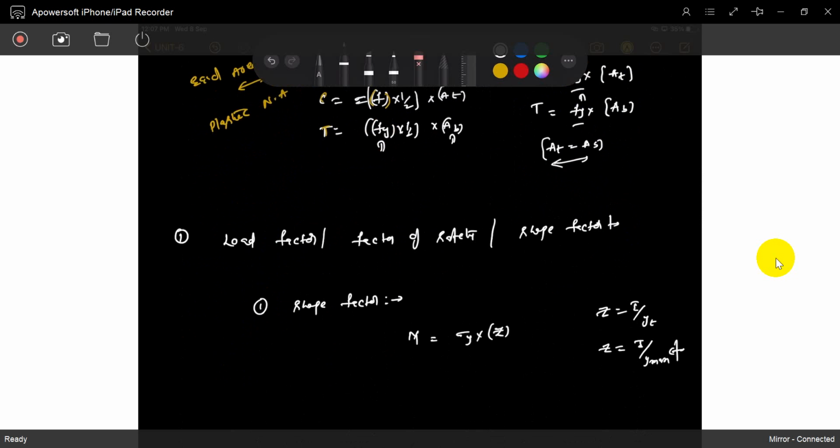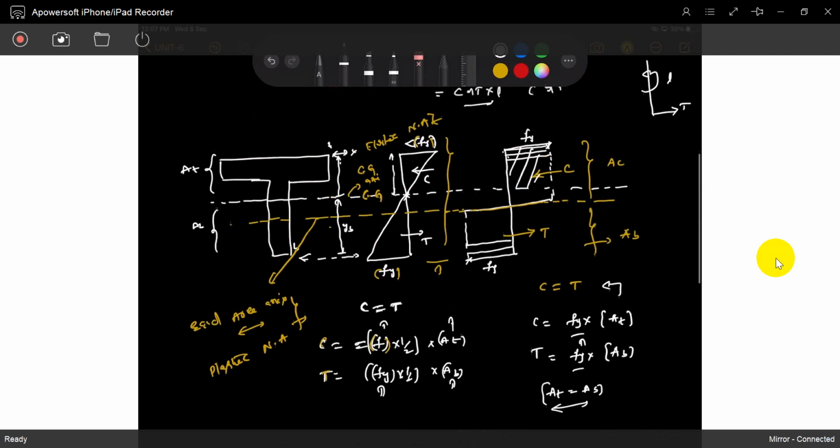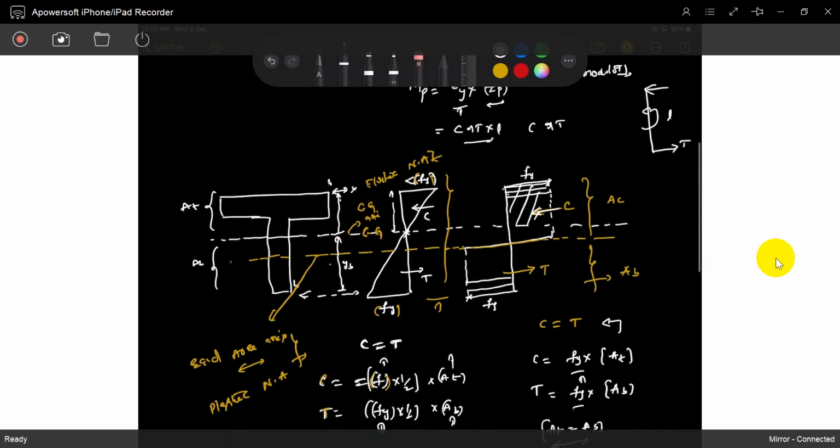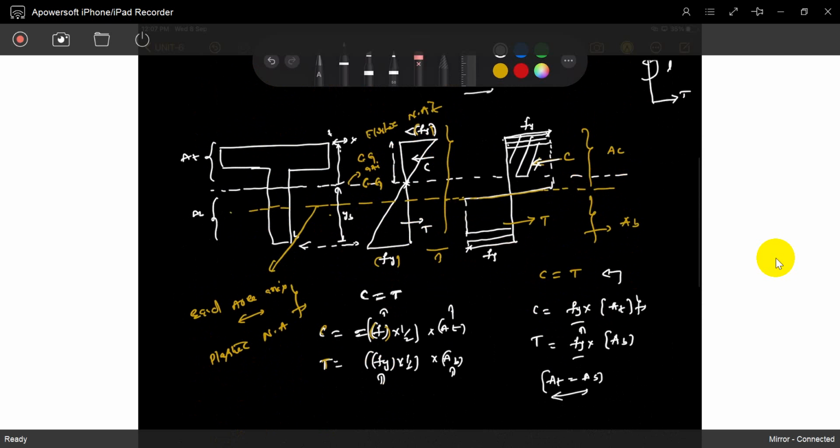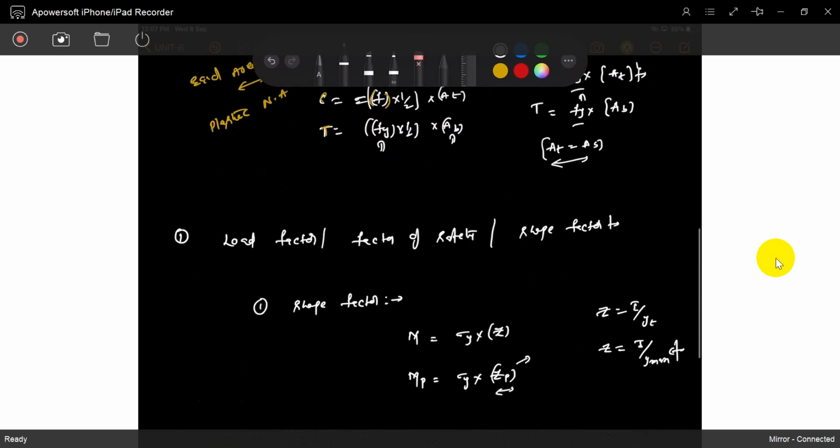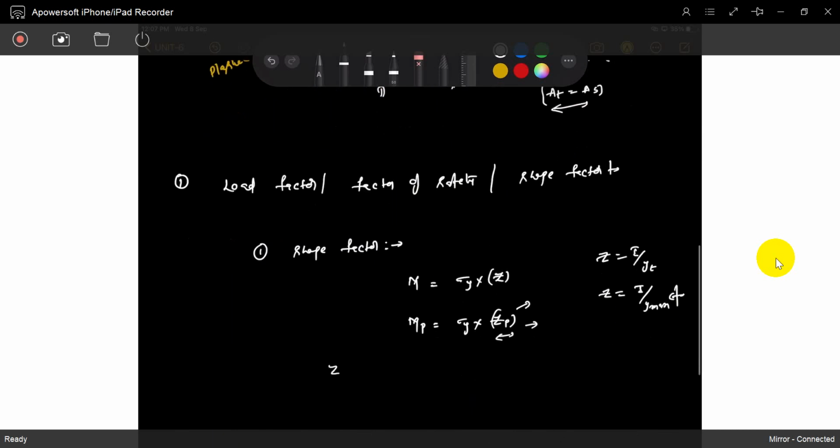For the same section, the ultimate moment carrying capacity, or plastic moment, is sigma y into ZP. This ZP is different. You can easily find it from the areas: find C and T, multiply with the distance, and you will get Z. That is the section modulus for plastic analysis, the plastic section modulus. ZP by Z is called the shape factor.